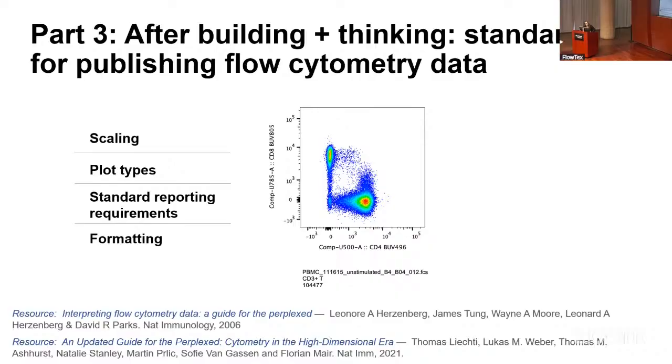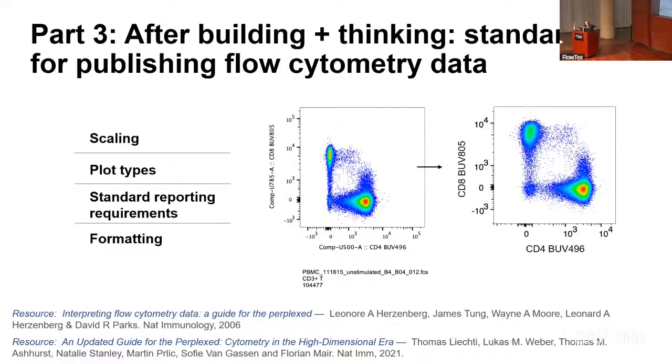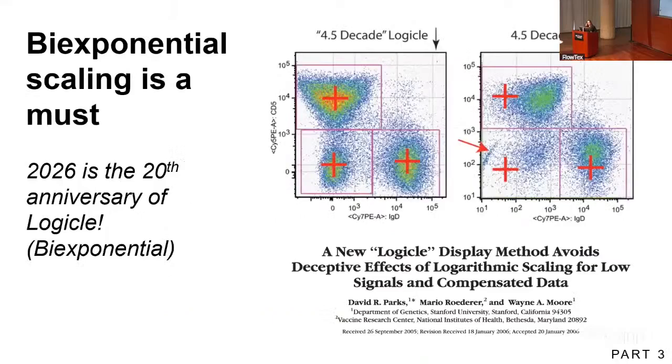So I'm going to be going through how to display your flow cytometry data: scaling, plot types, standard requirements, and formatting. So you can go from this default figure on the left to a nicely annotated and scaled figure on the right. So first, bi-exponential scaling is a must. It's a default in most flow cytometry programs.